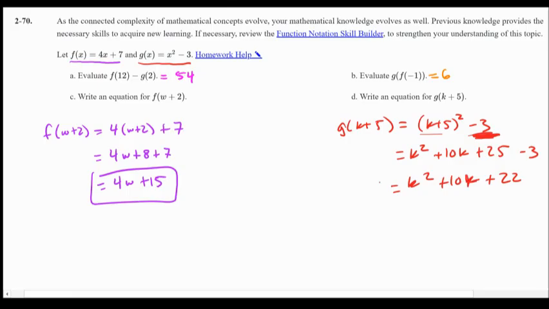Again, people get so caught up in doing this k plus 5 squared, they forget about the rest of the equation that they need to add on at the end there. So make sure that we're simplifying it to the right answer.